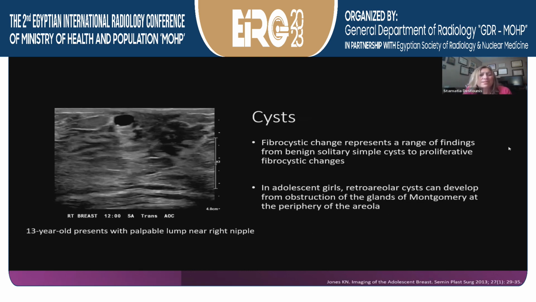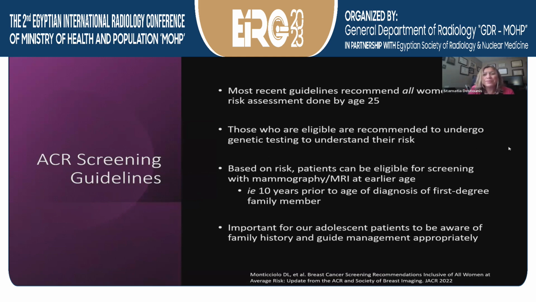Cysts, fibrocystic changes, usually at the nipple. We may find some solitary benign cysts because of proliferation from this type of hormonal effect of fibrocystic change in young people. There may be an obstruction of a Montgomery gland that we may find in adolescent girls right in the retroareolar area too, or the periphery of the areola.